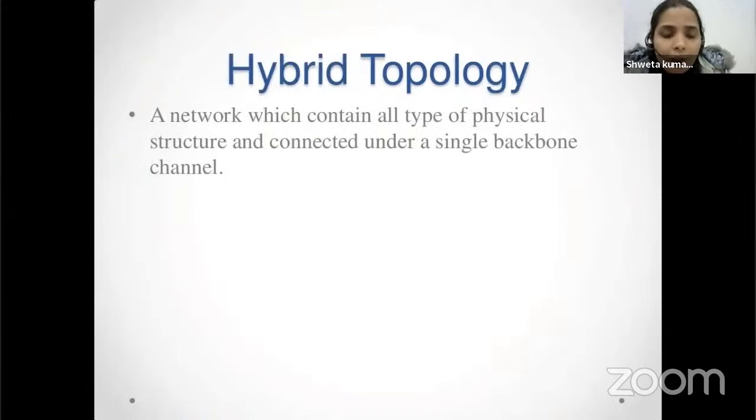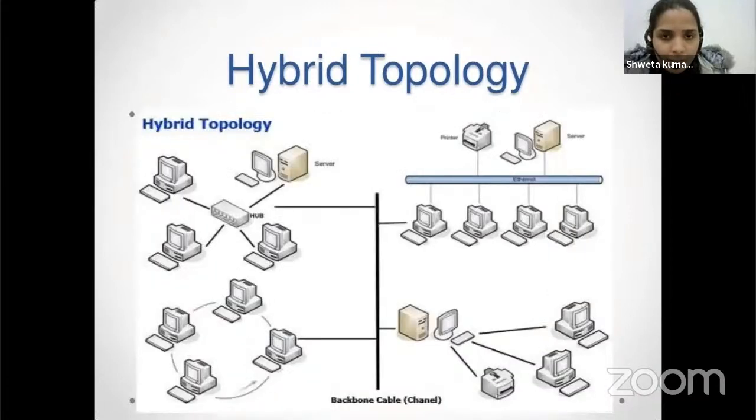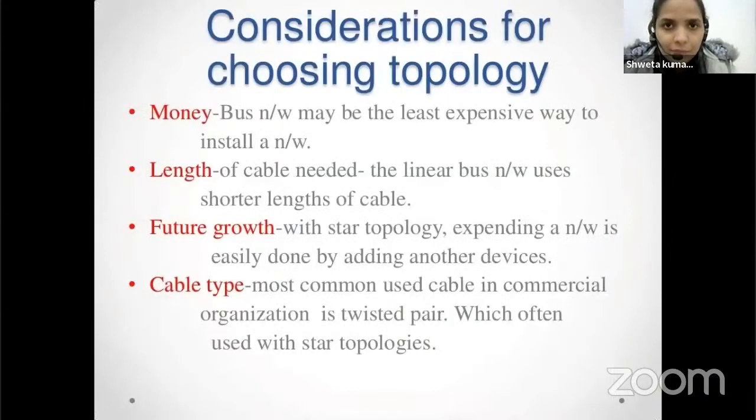Hybrid: a network which contains all types of physical structure and is connected under a single backbone channel. This is how it looks. We have star topology, ring topology, and bus topology connected through a single backbone channel. So this is a combination of two or more topologies. That's why we call it hybrid topology. Considerations I have already told you.